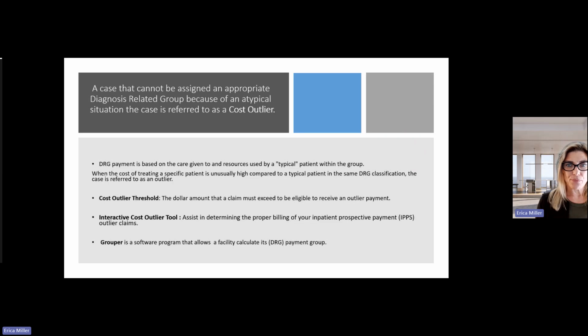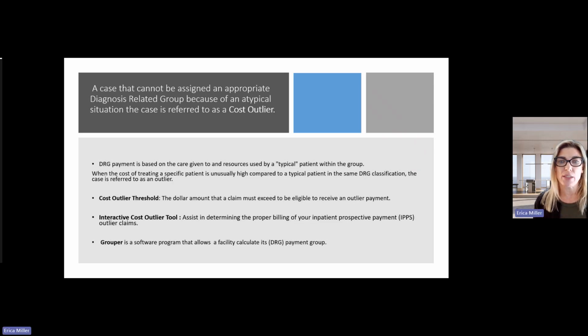Bonus information here, a little bit of extra. Cost outlier threshold, the definition of this is the dollar amount that a claim must exceed in order to be eligible to receive an outlier payment. So basically what you're asking for is an additional payment for the excessive services that went above and beyond the typical services and resources given to a patient of the same diagnosis group. Okay, so when it costs more than that estimated cost, now we got an outlier. And how's that hospital going to receive payment for this atypical situation? Okay.